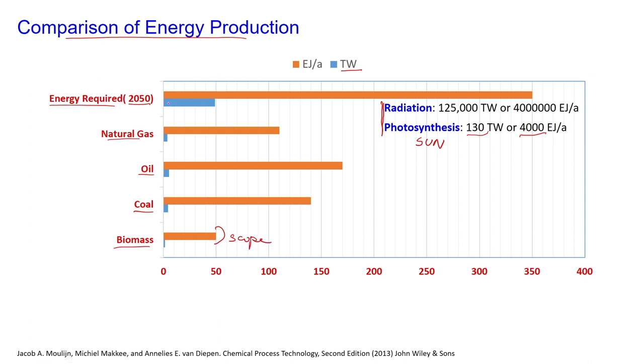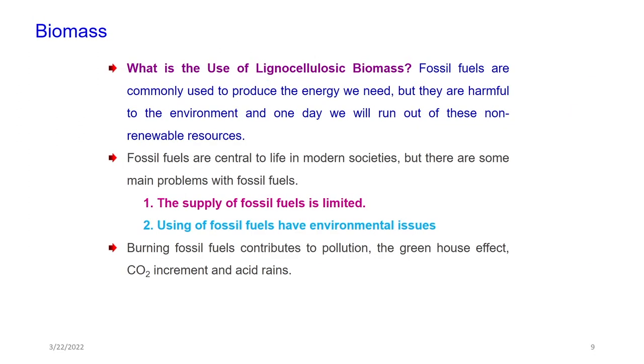If you see, the blue ones represent the corresponding terawatt. But the energy required in 2050, if we go by this rate, is close to 350. So the total energy, if you add this, is almost three times the total amount of energy you require. So we have to think of alternative sources of energy. So we were discussing the alternative source of energy. What is that alternative source of energy? One is biomass.